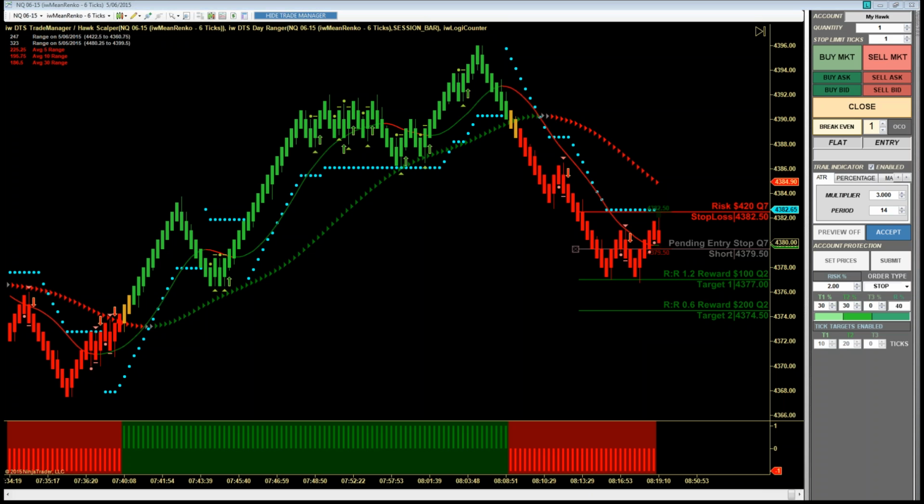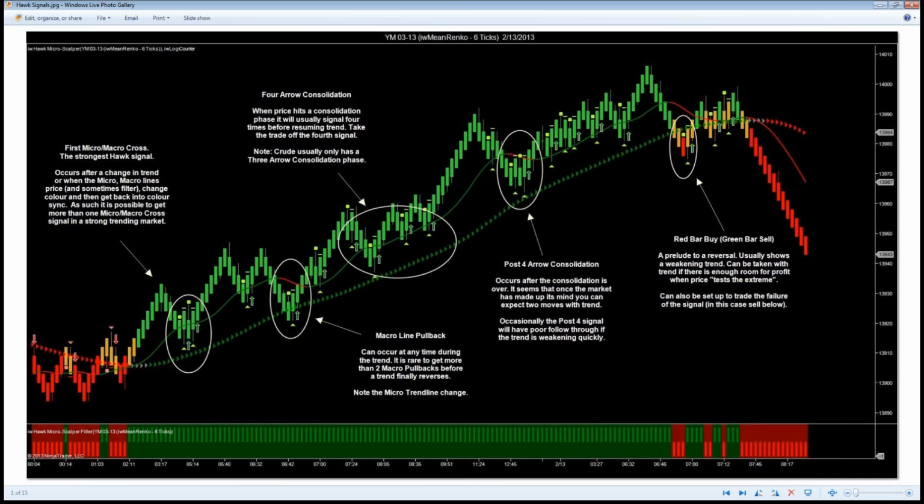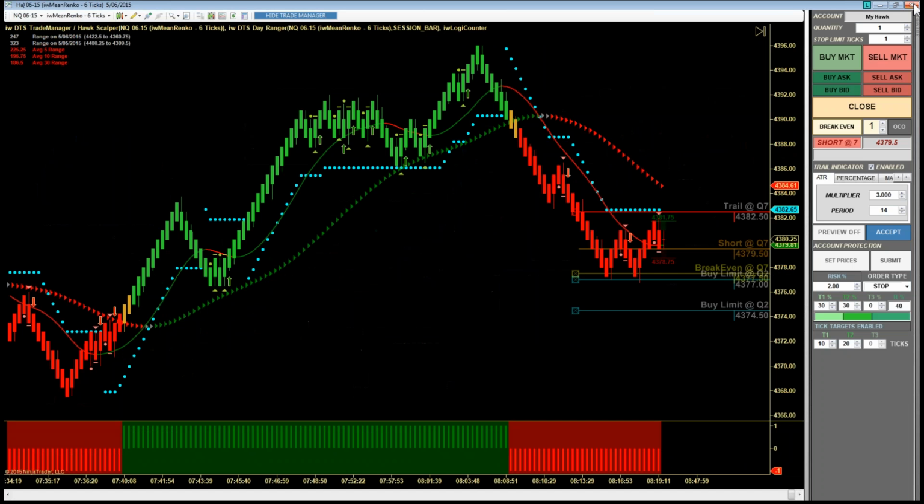Angelo is asking, do you take every setup? No. I tend to favor the high probability trades. These signals here on the Hawk, these are our high probability setups. These are the ones that I focus on. So first micro macro cross, macro pullback, 4 arrow consolidation, post 4 arrow consolidation, red bar buy, green bar sell. Those are the signals that I concentrate on.